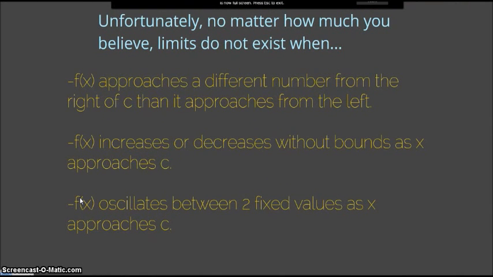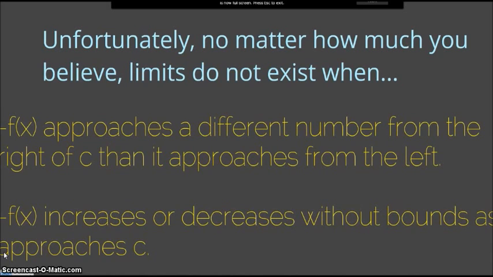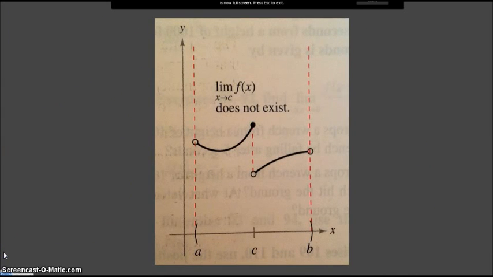Unfortunately, no matter how much you believe, limits do not exist when f of x approaches a different number from the right of c than it approaches from the left. Or f of x increases or decreases without bounds as x approaches c. Or f of x oscillates between two fixed values as x approaches c. The limit does not exist.